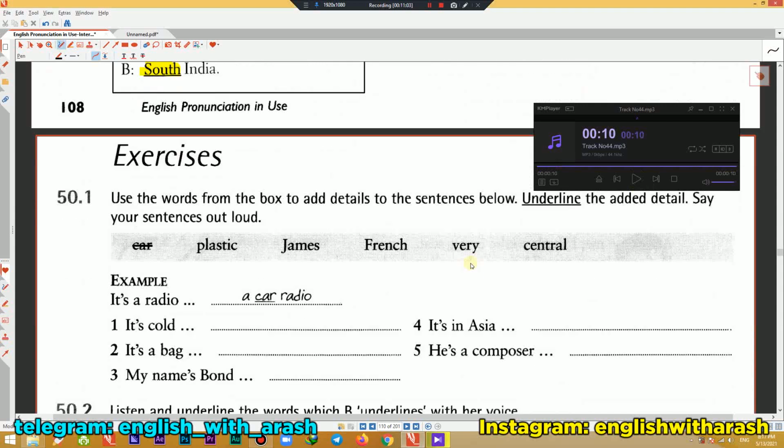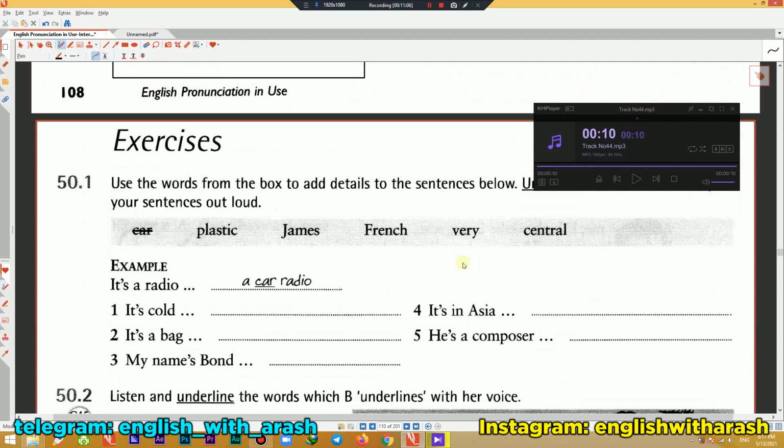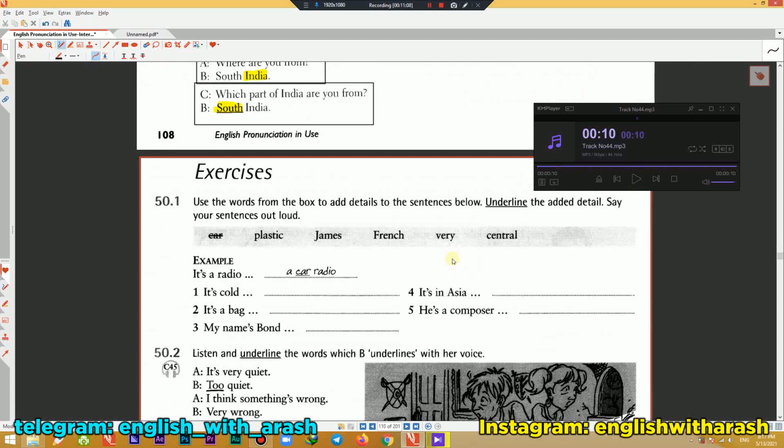South India, right? So the next part is practice for you. I'm going to zoom out a bit so you can see that. Here it says use the words from the box to add details to the sentences below. So we should use these words and add details.